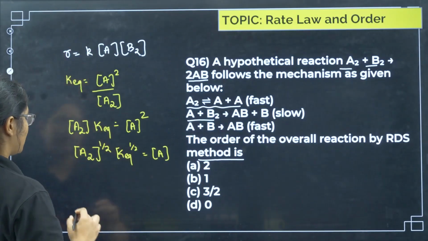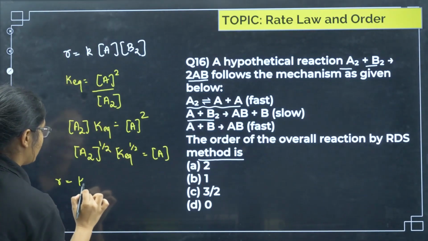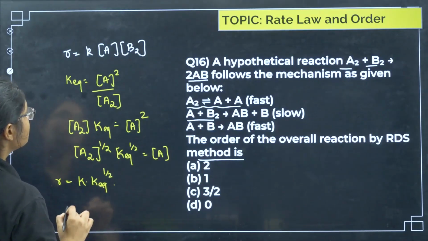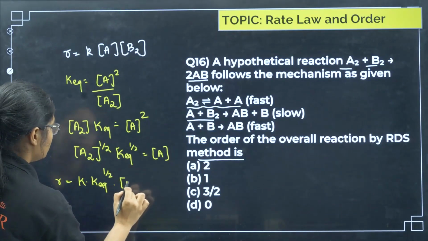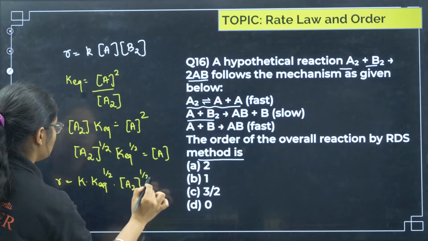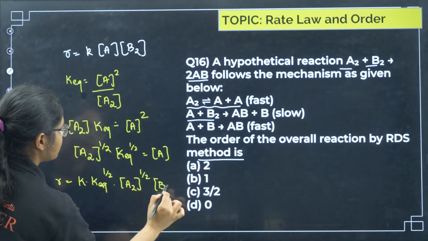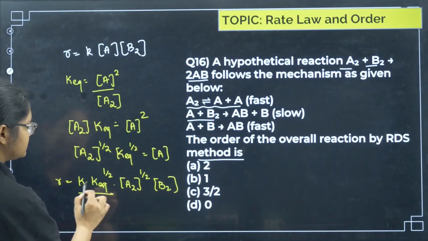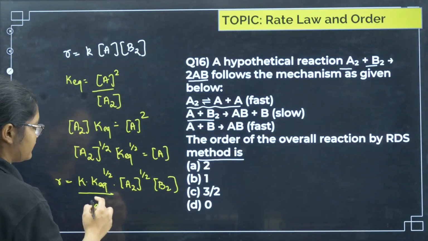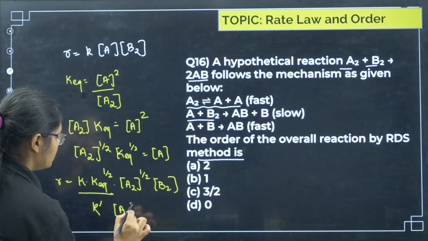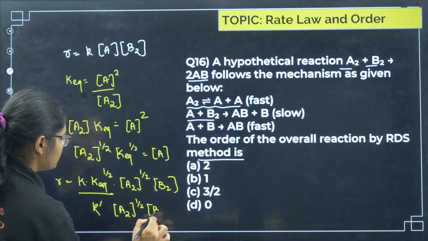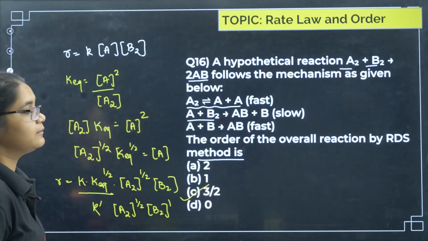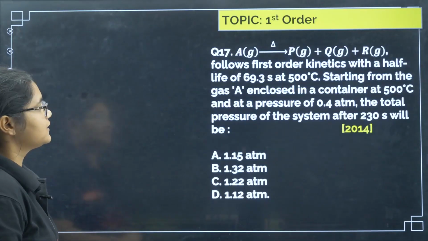Now I can substitute that here. So what will be the rate now? K into K equilibrium to the power of 1 by 2, then A is equal to A2 to the power 1 by 2, and I have B2. Both are the rate constant and the equilibrium constant, so I am mentioning them together as K dash. Then I have A2 to the power 1 by 2 and B2 to the power 1. So 1 plus 1 by 2 is 3 by 2. So what is the overall order here? 3 by 2.